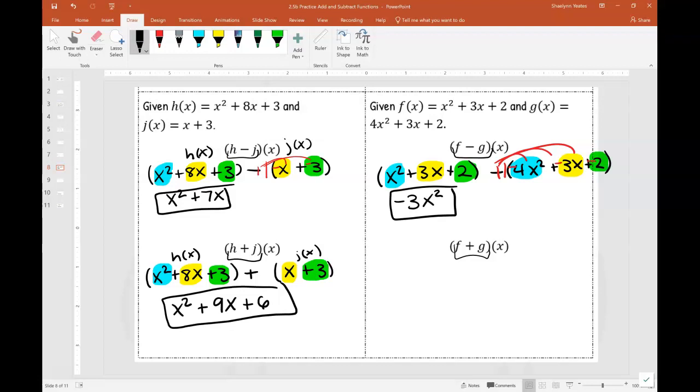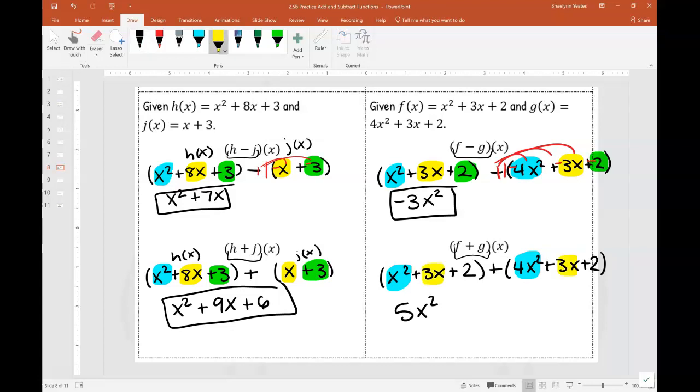Alright, on this next one, we're going to take our f of x, which is x squared plus 3x plus 2. And we're going to be adding 4x squared plus 3x plus 2. So we're just going to combine like terms now because we don't have that minus to distribute. So we have an x squared and a 4x squared. That's just 5x squared because 1 plus 4 is 5. And here we have a 3x plus 3x. That gives us a total of 6x. And then this last piece gives us a 2 and another 2. 2 plus 2 is 4.